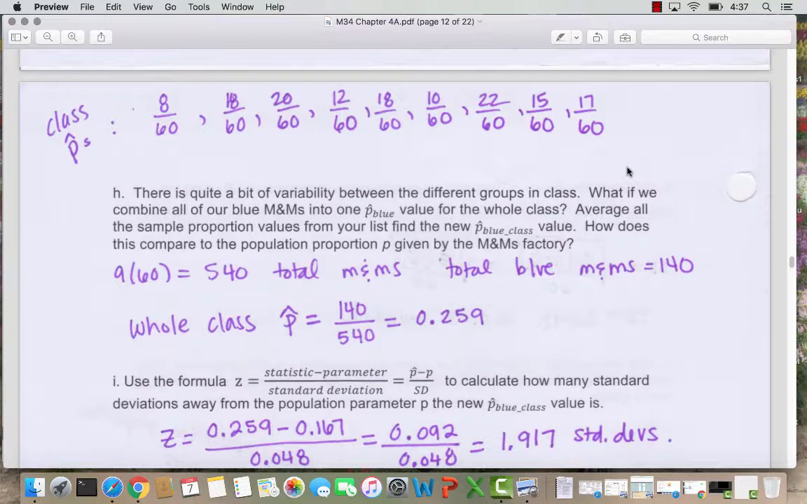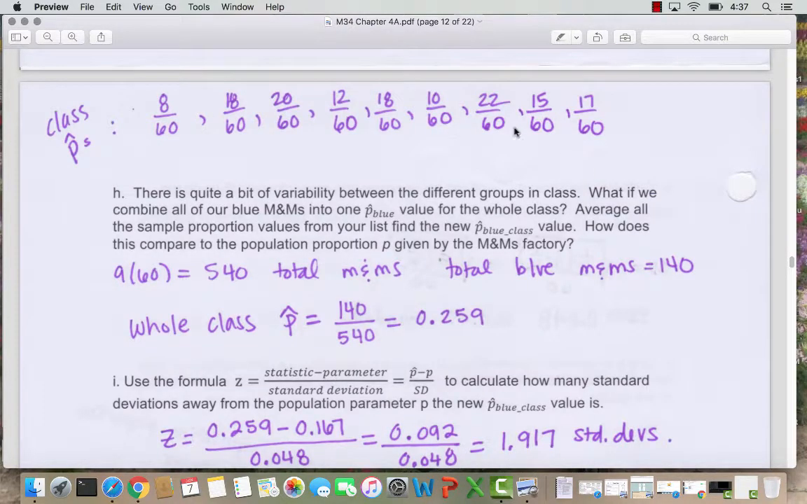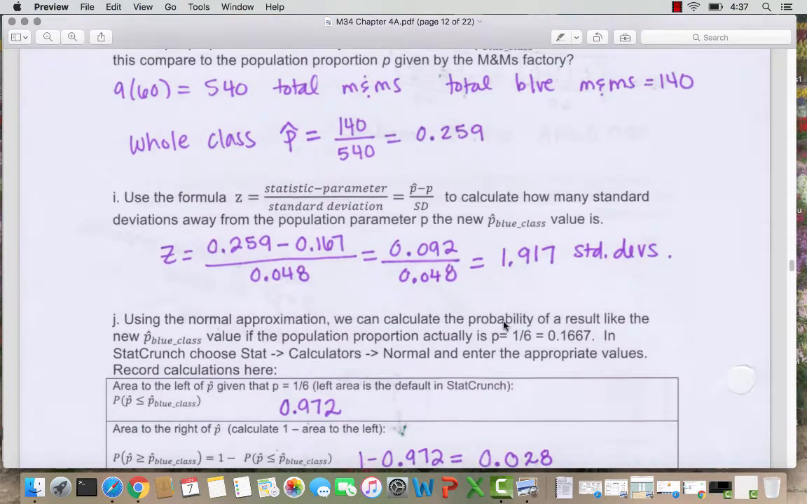So let's think about what if we combine all of our blue M&Ms into one p hat blue value for the whole class. There were 9 different groups here, so 9 times 60 is 540 total M&Ms. And then if we add up all these numerators, in this class I had a total of 140 blue M&Ms. So we can make a whole class p hat, 140 divided by 540, and we get 0.259. That's a little higher than that p hat of 0.2 that the other group had when we pool the whole class data. So let's think about how many standard deviations this value is away from the center.